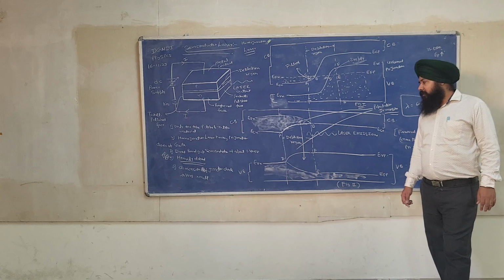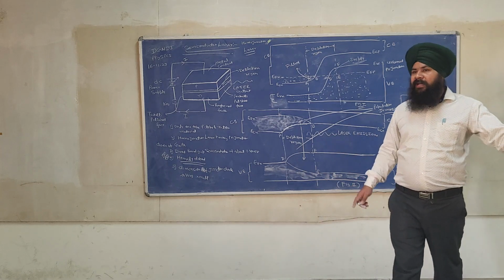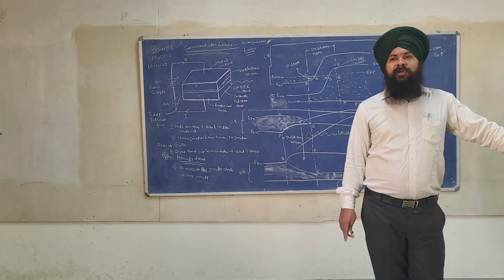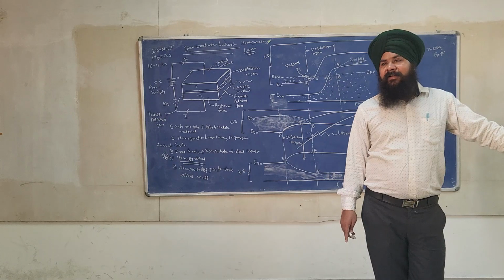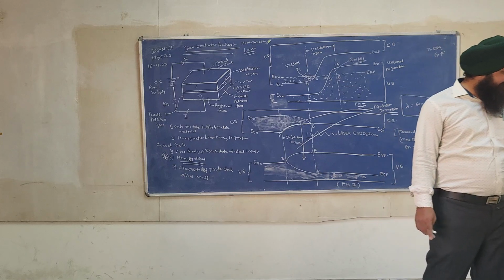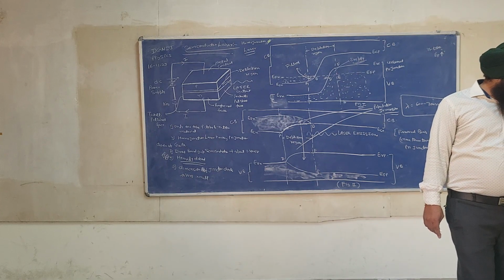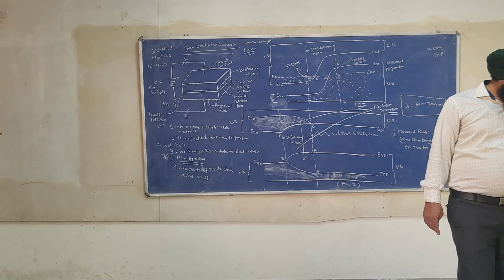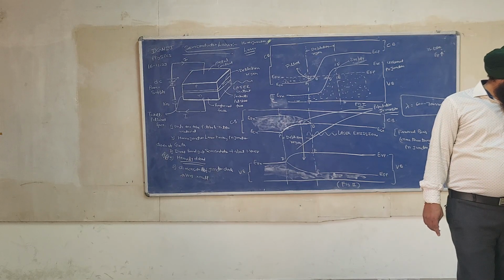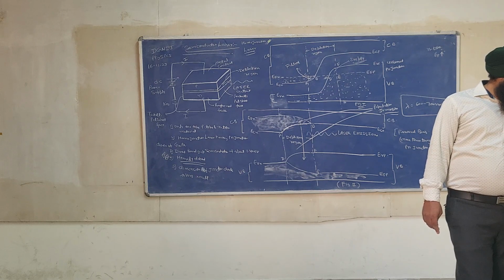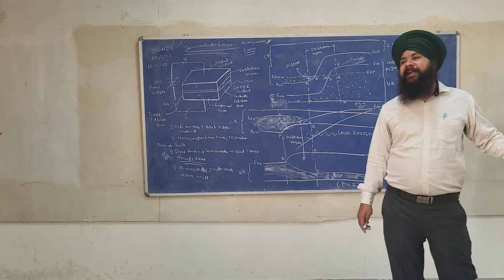Okay. Last point. It's a two-level laser. The semiconductor laser is a two-level laser. Next point. In this, electric energy is directly converted into light energy.